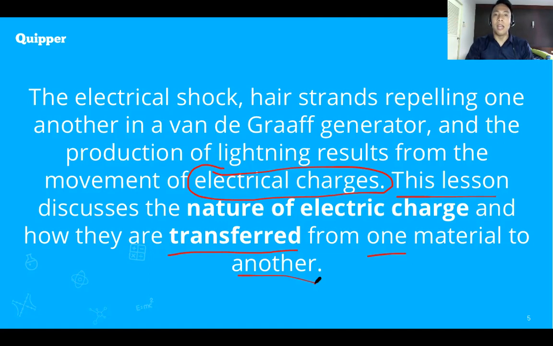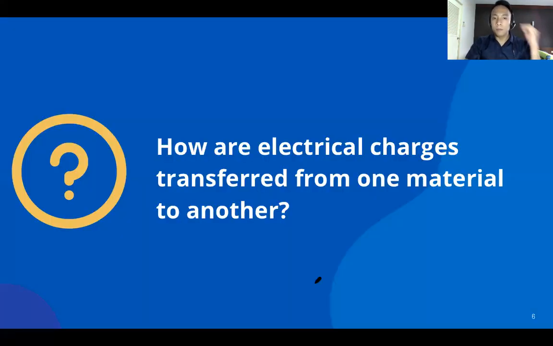So how does your hair repel if you touch the Van de Graaff, how does lightning happen, how does a shock or a spark happen? So this will be our main question. How are electrical charges transferred from one material to another? How do those electrical charges get transferred from one material or one thing to another?